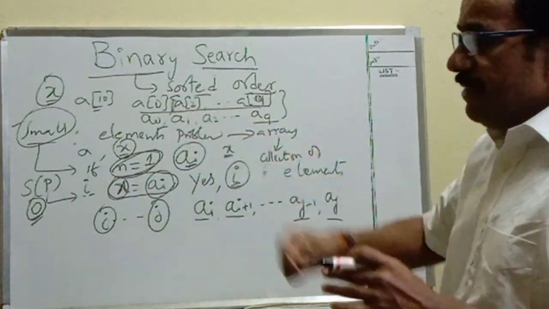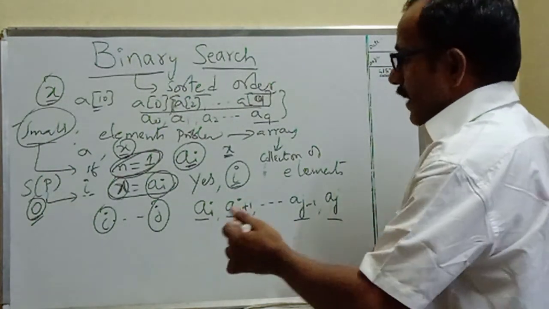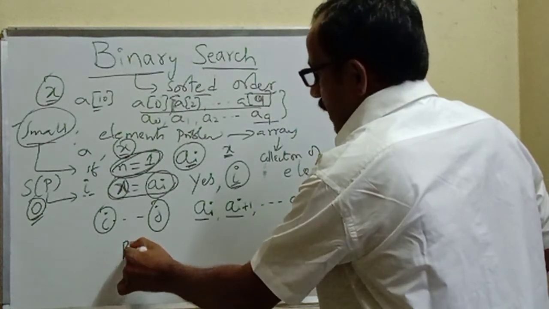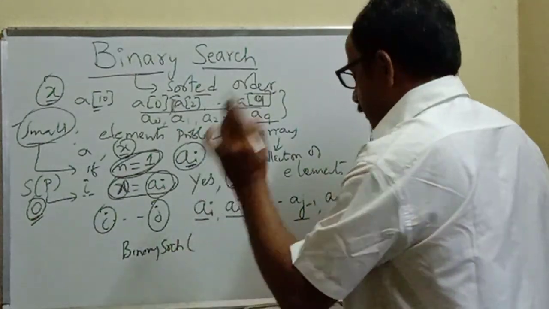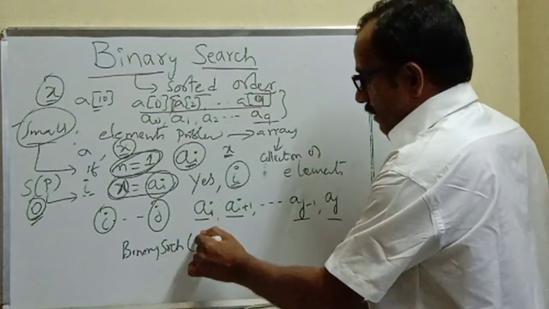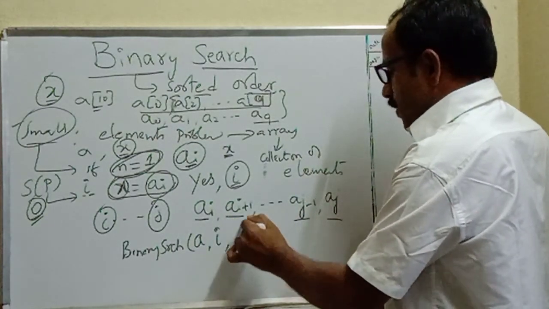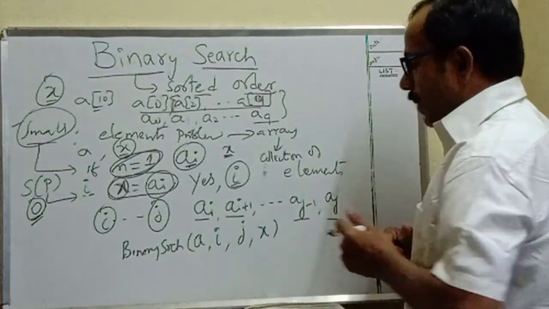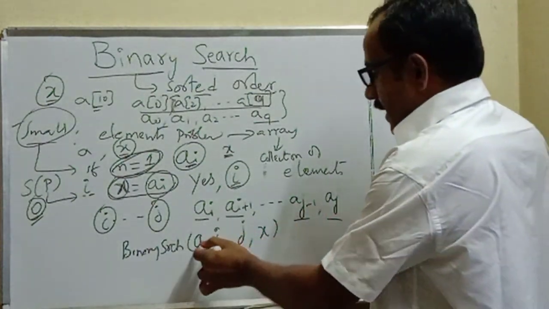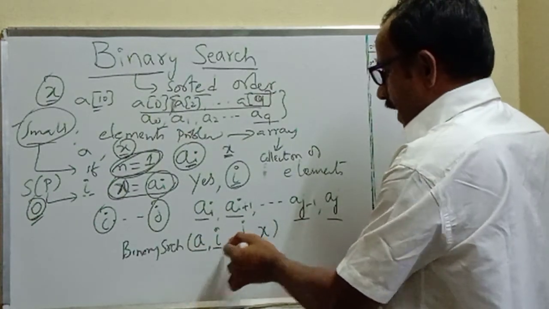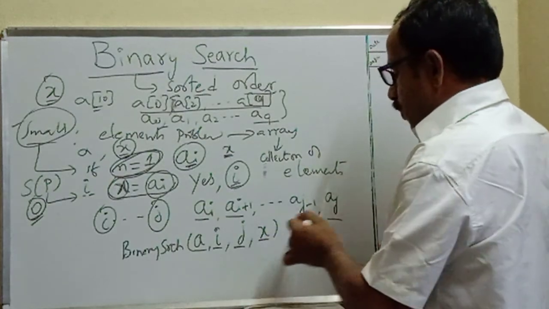If one element is there, we simply get the solution directly. So we can represent binary search like this, as a procedure. Suppose we give the name as binary search, or SRCH. First mention the array name, then the initial location number, the last location number, and the search element. So the binary search procedure receives four parameters. The first parameter is A, the array name, the second parameter is the initial location number, the third parameter is the last location number in the array, and the fourth parameter is X.